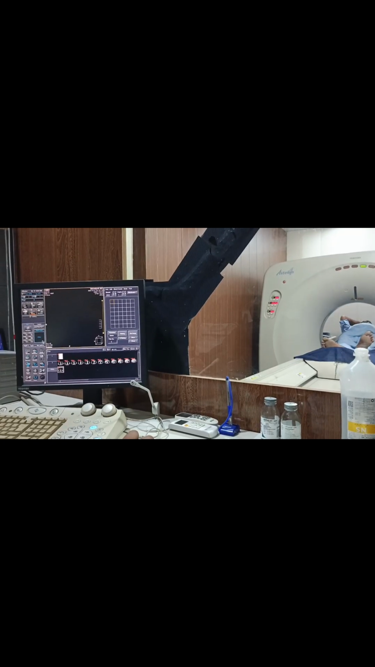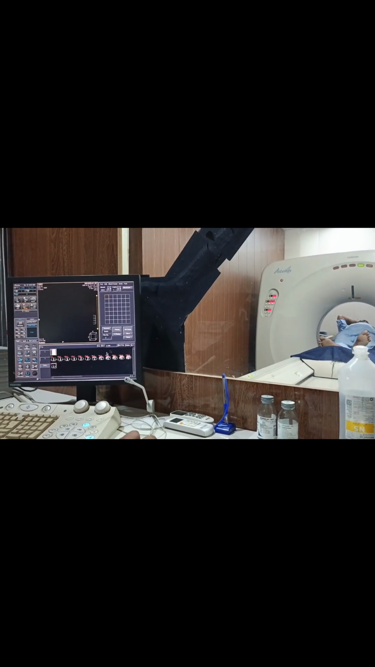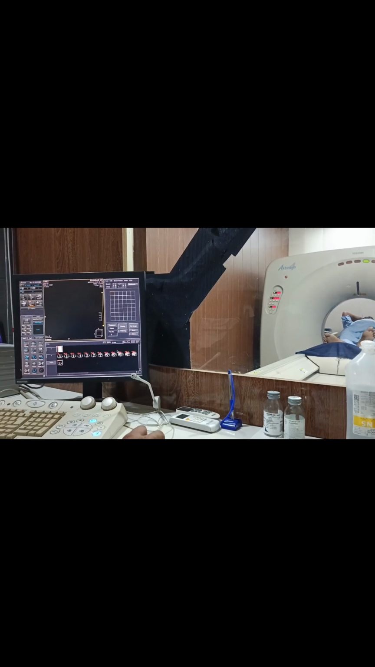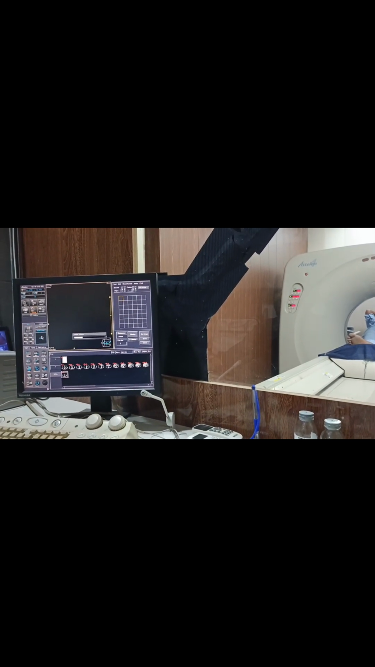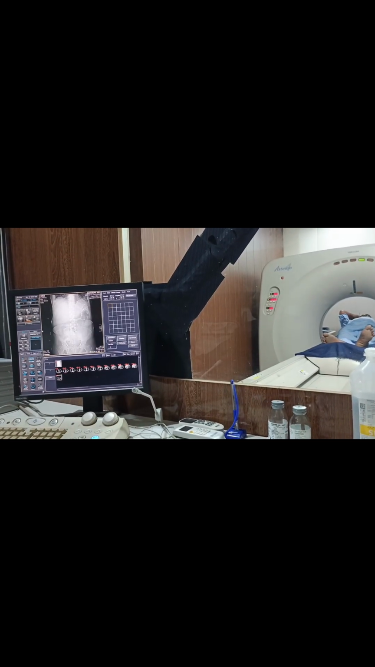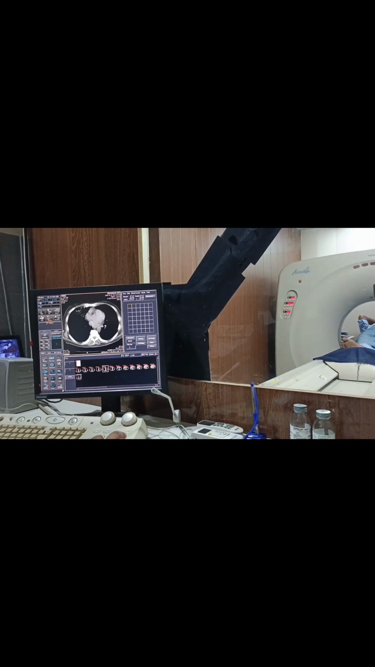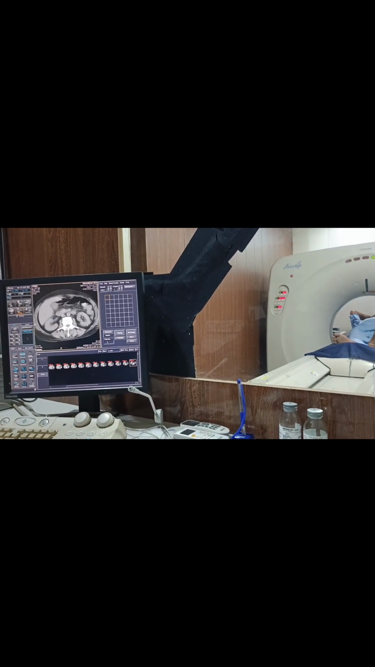If contrast material is to be used, an intravenous line is inserted into a vein in the arm. This IV contrast, usually iodine-based, helps to make blood vessels, organs, and tissues stand out more clearly in the images. The technologist checks for any allergies or previous reactions to contrast agents to ensure safety. Now the patient is ready for scanning.